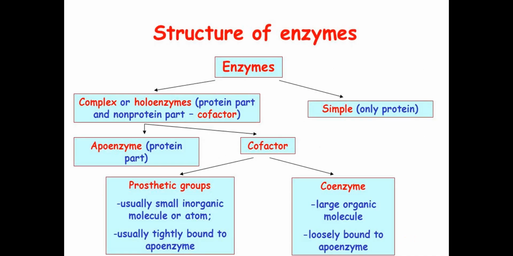This is the classification of the structure of an enzyme. Enzymes are classified into complex enzymes and simple enzymes. Simple enzymes contain only the protein part, but complex enzymes contain the protein part as well as a non-protein part. These are called holoenzymes. The non-protein part is also called a cofactor. A cofactor can be organic or inorganic. The protein part is called the apoenzyme.